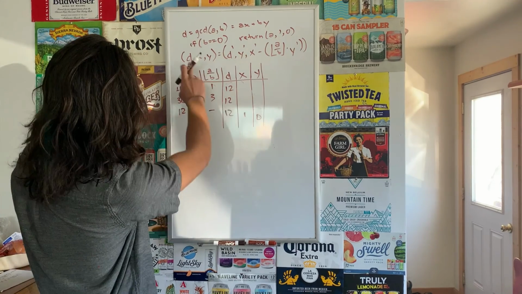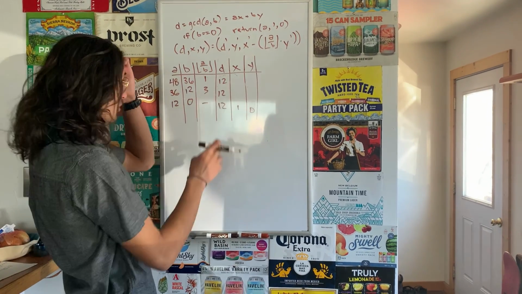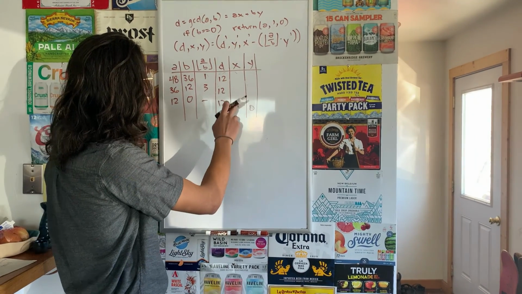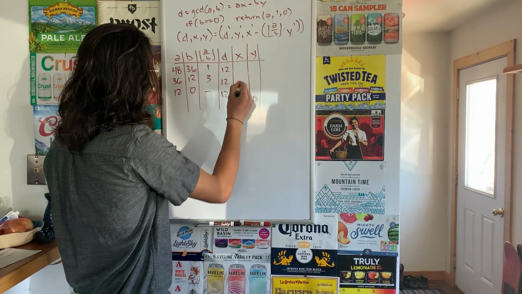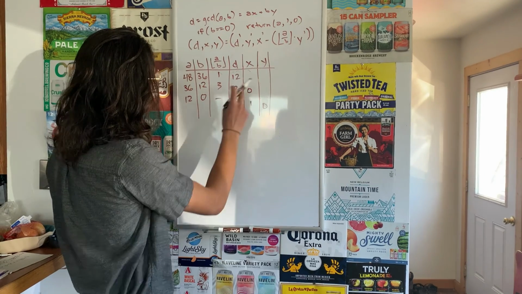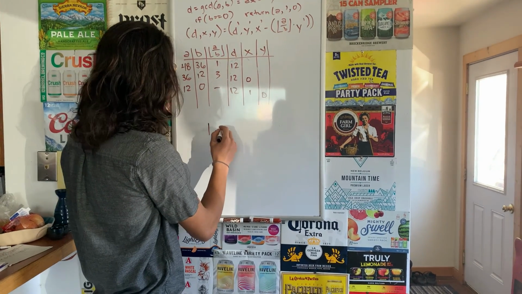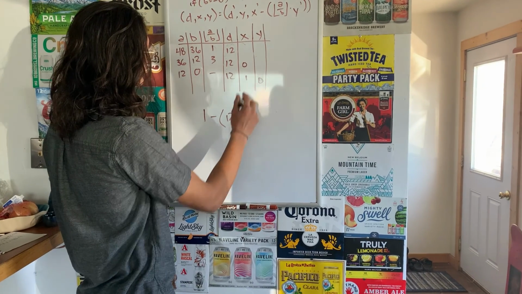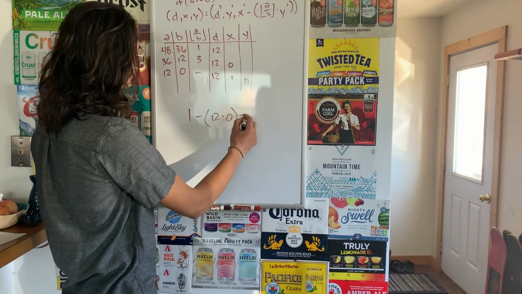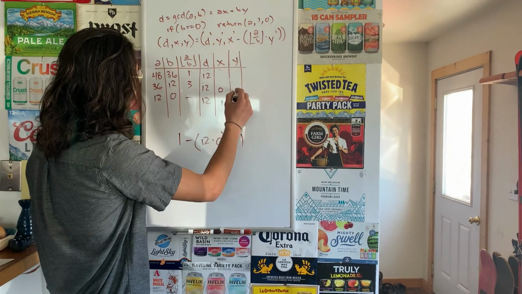So now we need to find our new X and Y values all the way up. So our new x value is going to be our old y value, so this is 0. And then our new y value is our old x, so 1 minus our floor, which is 12, times our old y value, which is 0. So 12 times 0 is 0, 1 minus 0 is 1, so this new value is 1.